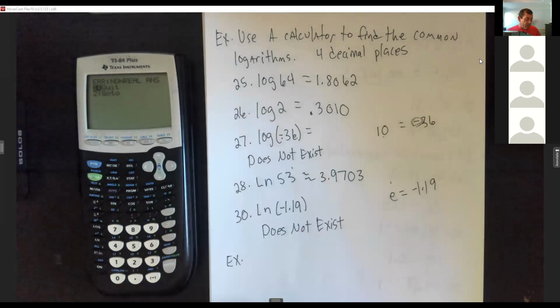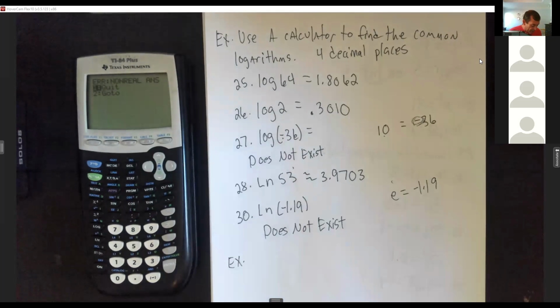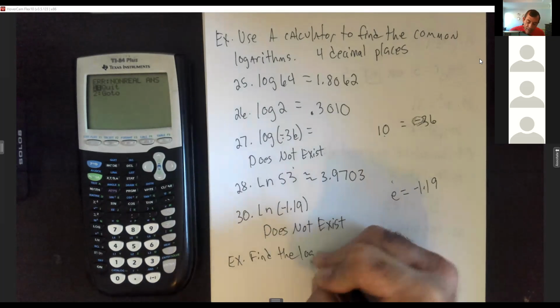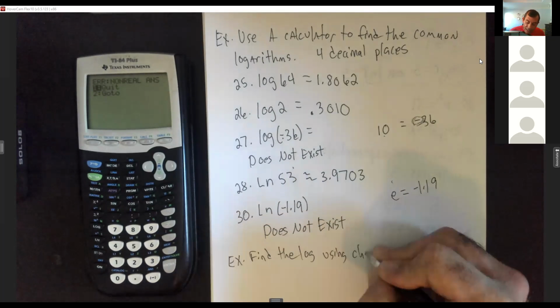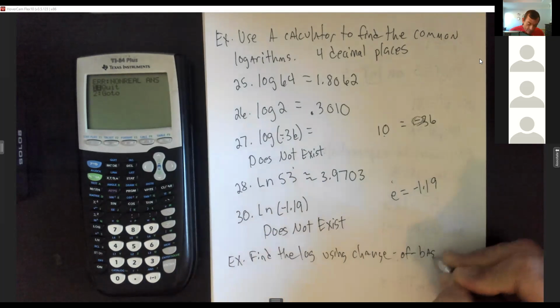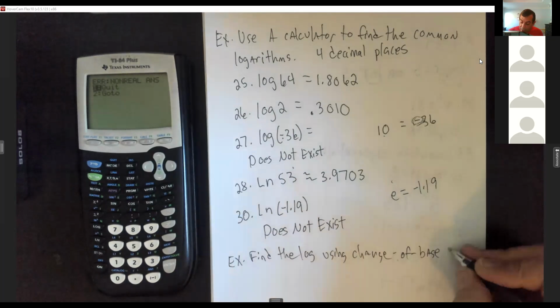All right, y'all, so ending this up toward the end, they want you to find a log using change of base, change of base formula.